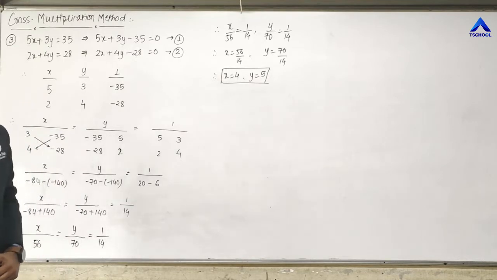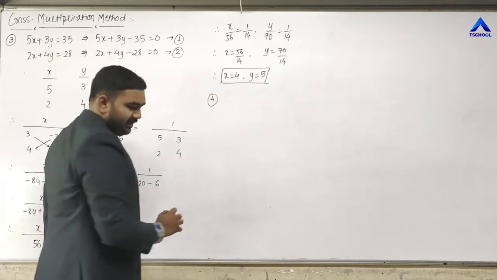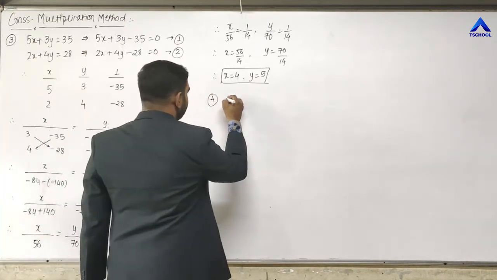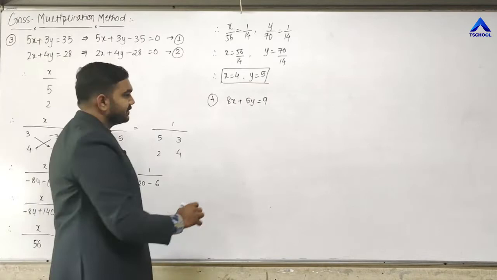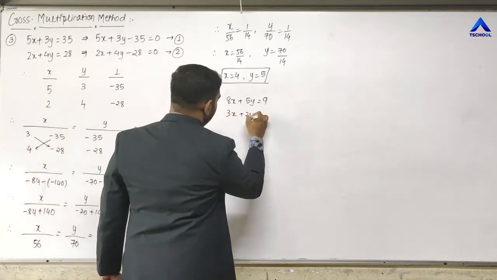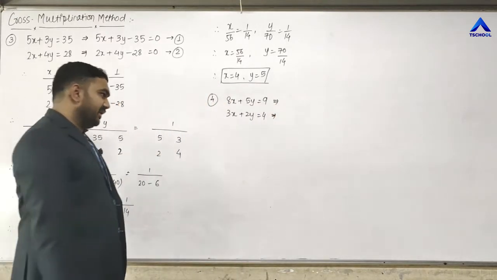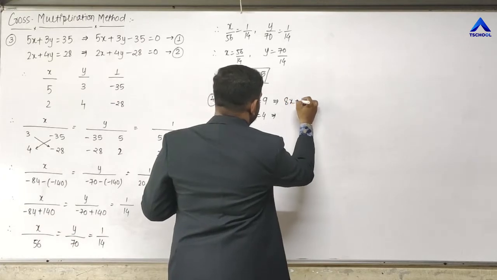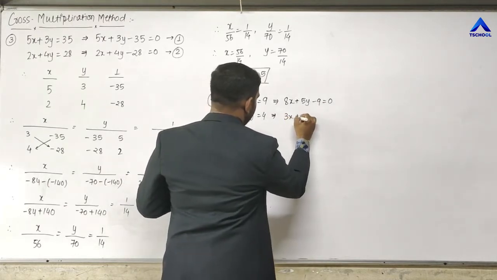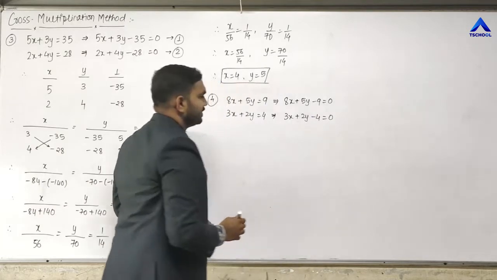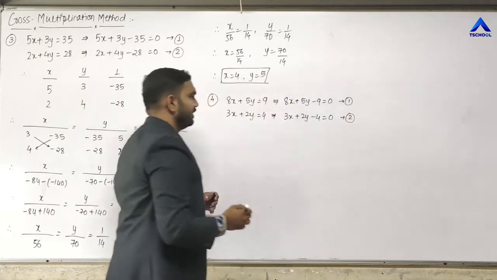Right? Again we are going to discuss one more sum here. I am having one more pair of equations, that is 8x plus 5y equals 9 and 3x plus 2y equals 4. Right, so the very first step here will be converting them to the standard form, that is 8x plus 5y minus 9 equals 0 and 3x plus 2y minus 4 equals 0. So that is my first equation and that is my second equation.